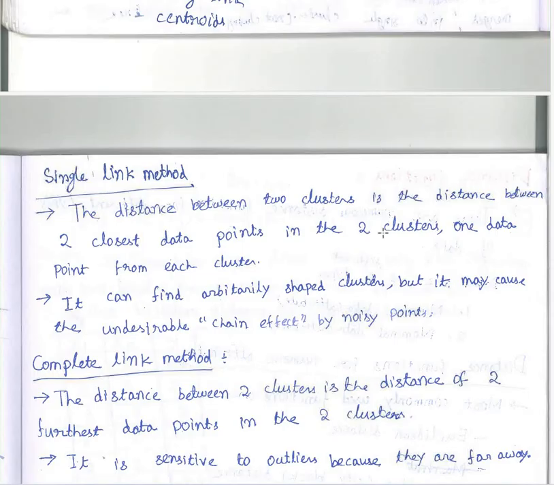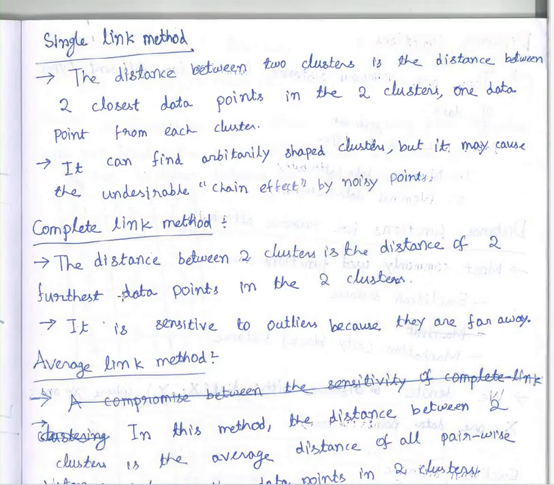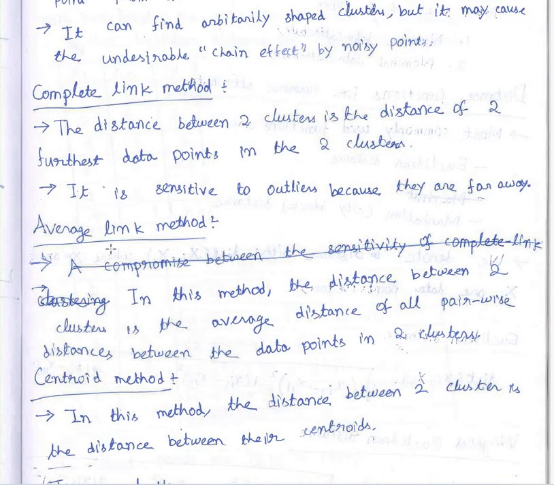Single link method: the distance between the two clusters is the distance between the two closest data points in the clusters. Like when we have two clusters here, the distance between the two closest data points is the single link method. Complete link method: the distance between the two farthest data points. But if the farthest data point is an outlier, then it becomes an error.